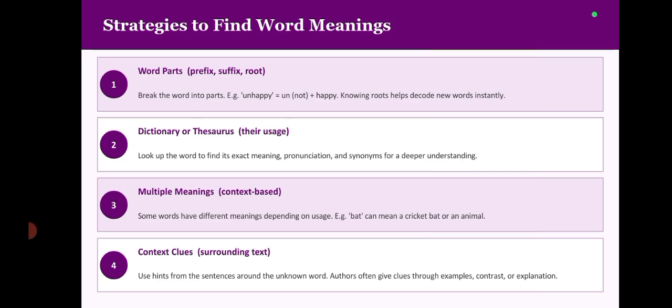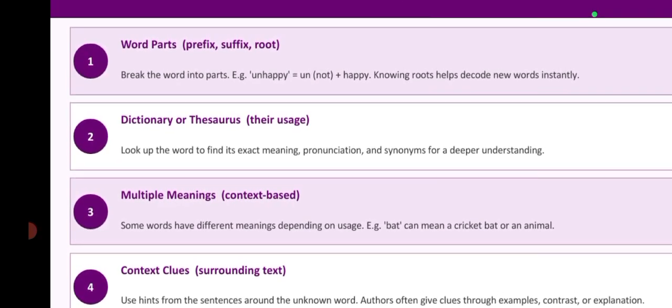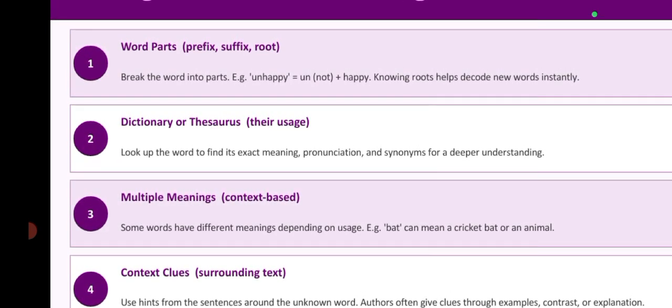Always in translation, whenever I mention to my students that in translation you are not supposed to take the dictionary meaning of the word. Sometimes it doesn't fit in the sentence, it doesn't make the sentence clear. So contextual meaning is very important: in which context the word is used in this sentence. Some words have different meanings depending on the usage. For example, bat can be a cricket instrument, and bat is an animal.